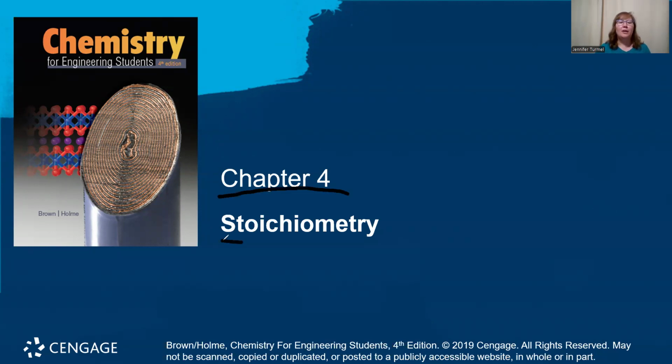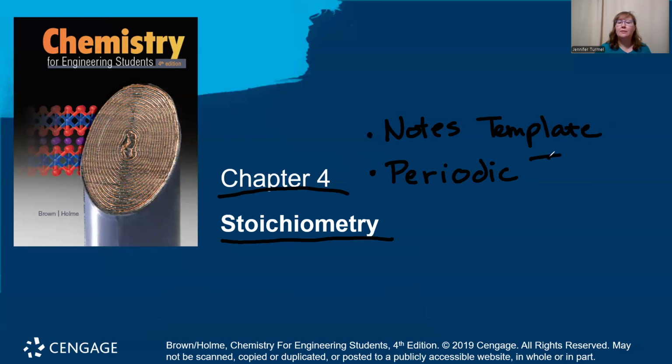Okay, and stoichiometry. What I want you to do real quick is get your notes template to fill in. You're going to need your periodic table. So go get your notes. You should have your notes template because you're watching this and you have to fill it in for class. And you need your periodic table and your ion list. You are going to need a calculator for today, and there is a lot of math in this chapter.